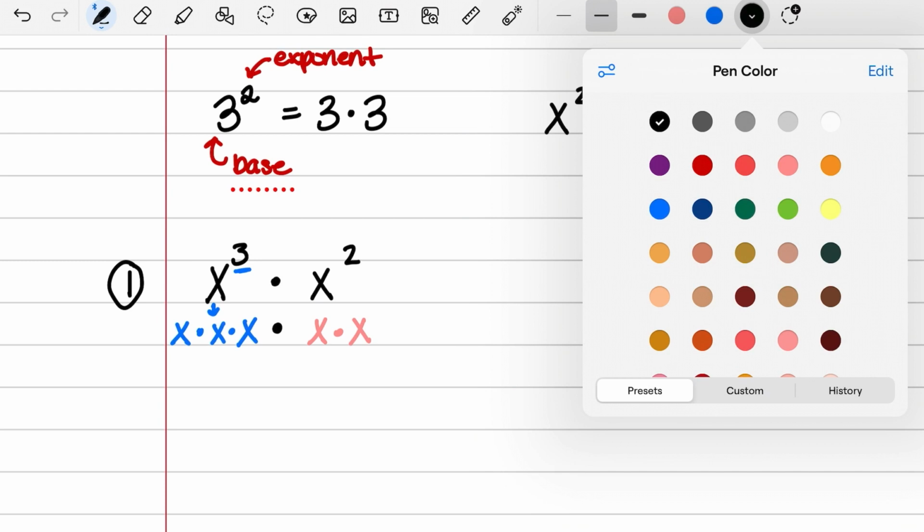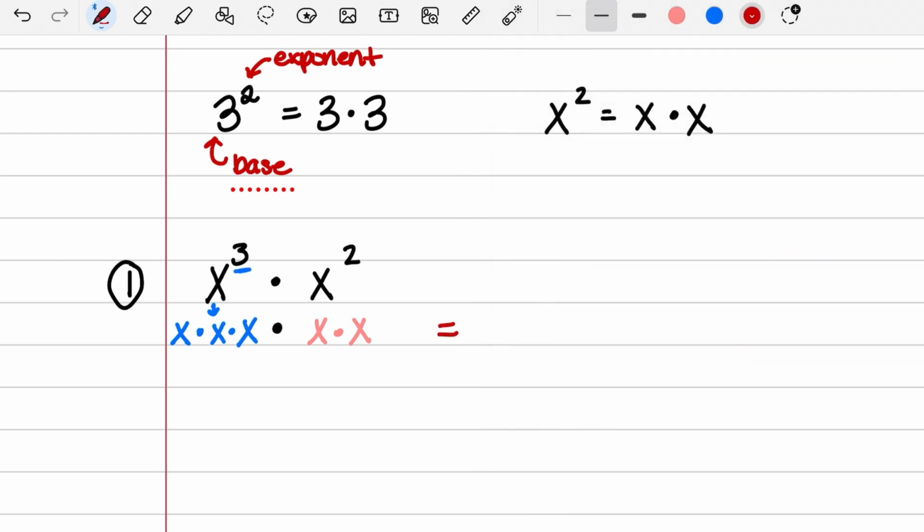And now, let me change this to a red. How many x's do you see being multiplied, or how many times is x being multiplied by itself now? I have 1, 2, 3, 4, 5. 5 times. So it becomes x to the power of 5. Let me write that a little bit better. Okay, interesting. Let's see one more example, and let's see if we can form our own rule.